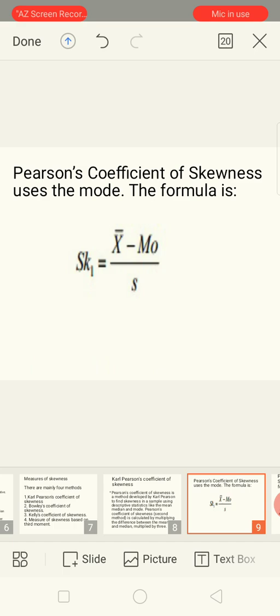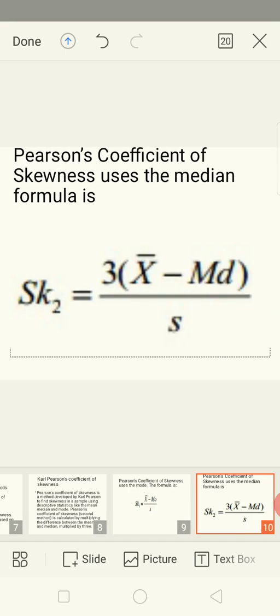So there are 2 formulas used in Karl Pearson's coefficient of skewness. Coming to the first formula, skewness 1 is equal to mean minus mode divided by standard deviation. Second formula, Pearson's coefficient of skewness or skewness 2 is equal to 3 into mean minus median divided by standard deviation.